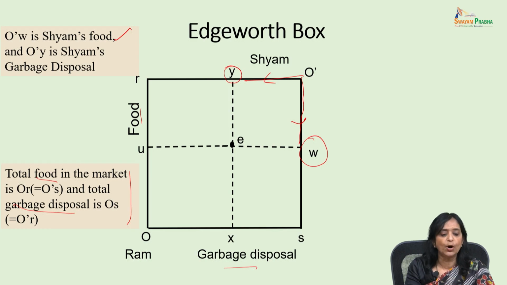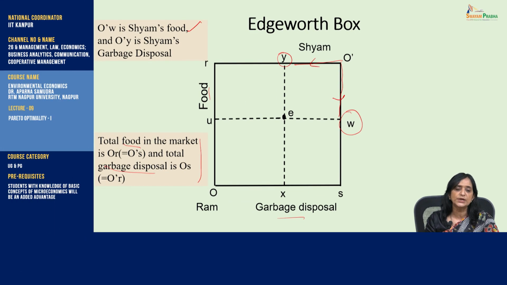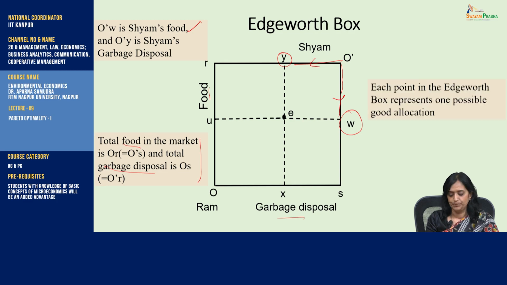So this box is called an Edgeworth box, wherein we are of course assuming, because it's a two-dimensional graph, we are taking two axes, X and Y. On one axis we have the amount of food being consumed by both the consumers, Ram and Shyam, and on the other axis we are taking the demand or consumption of garbage disposal, including of Ram and Shyam.